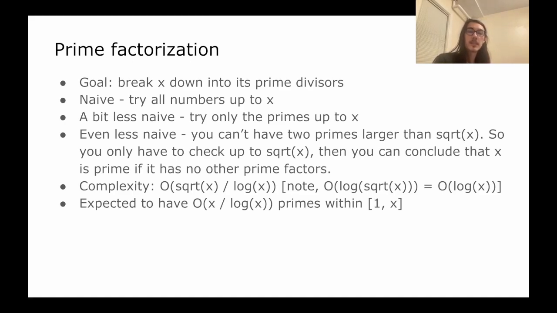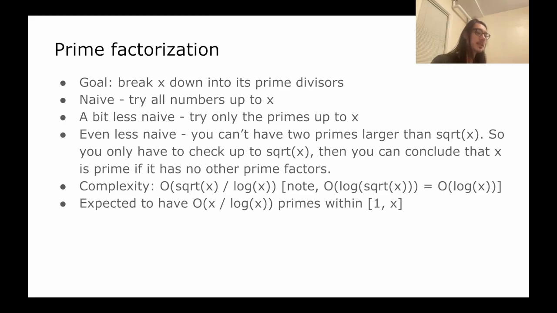Even better, you cannot have 2 primes larger than the square root of x, because if you did, their product would be larger than x. So if you've tried all the primes less than the square root of x, then the only primes you haven't tried are larger, and you can't have 2 of them, so x has to be prime, because there's no way it can be at least 2 primes.